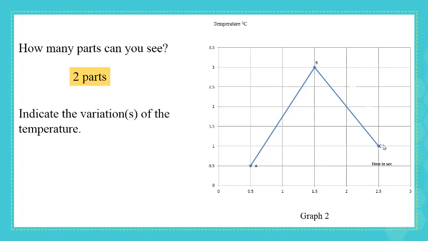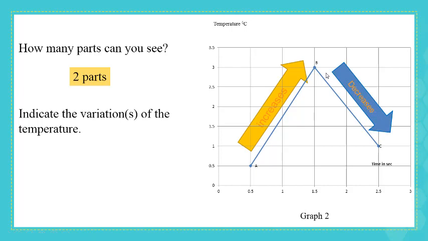For each part, we have a specific variation. So from point A to point B, we have a variation. What is this variation? Increases. From point B to point C, we have another variation. What is this variation? Decreases. So increases, then decreases.